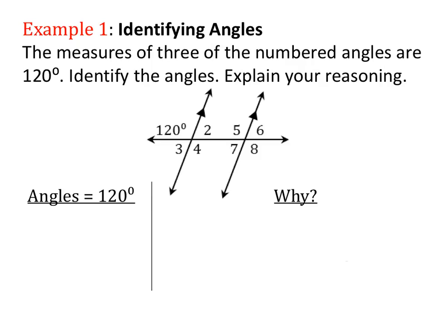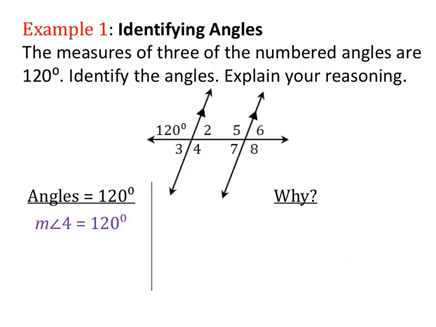All right, so let's take a look at a few examples. Let's just start with example 1, identifying angles. All right, so the measures of 3 of the numbered angles are 120 degrees. Identify the angles, explain your reasoning. All right, so angles that are equal to 120 degrees. So we've got this angle that we start with, and then we just identify other angles to help us figure out the missing angle measurements.